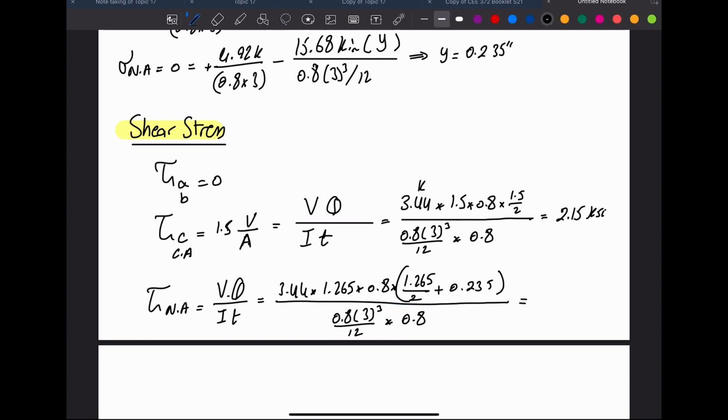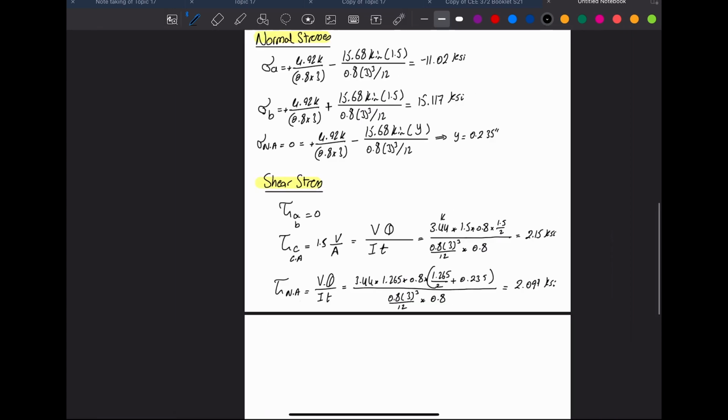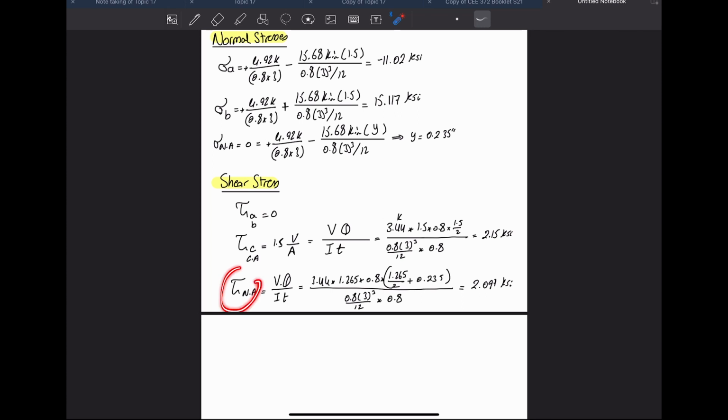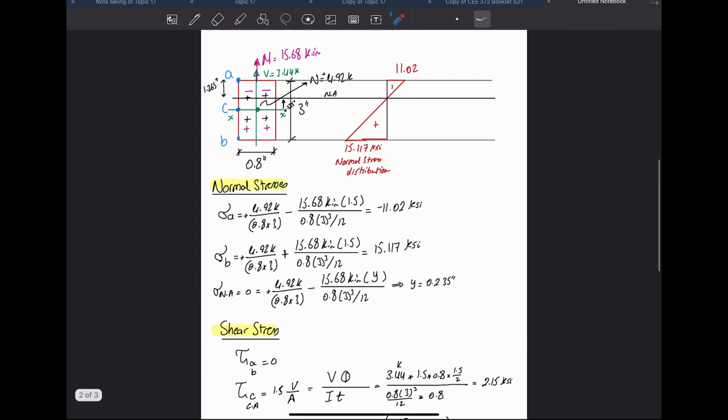And you are getting 2.097, which tells you that the shear stress at the neutral axis is less than at the centroid. So the centroid is the maximum, and at the neutral axis it is something different.